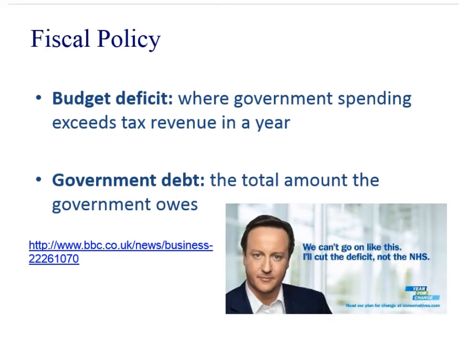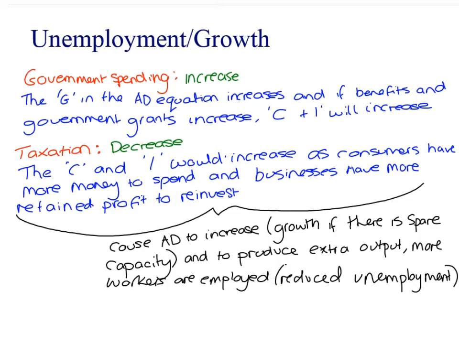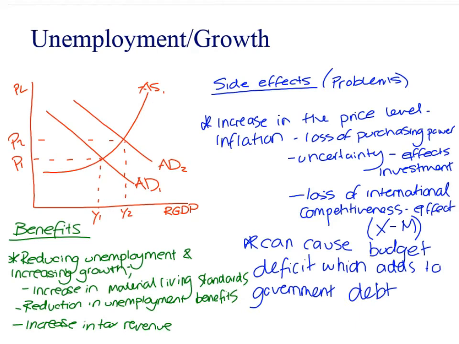But let's have a look at how fiscal policy can affect unemployment and growth. So if we increase government spending, the G in the AD equation increases. And if benefits and government grants increase, C and I will increase as well, and taxation, if we decrease that, C and I should increase as well, and that causes AD to increase, so that will cause growth in the economy as long as there's enough spare capacity, and to produce that extra output you need workers, so it should reduce unemployment. And this is showing it on a diagram there.